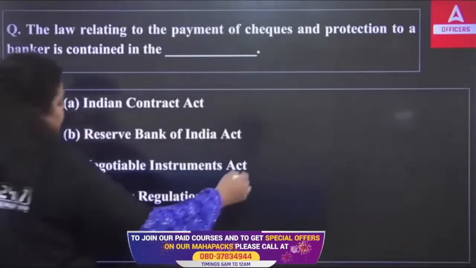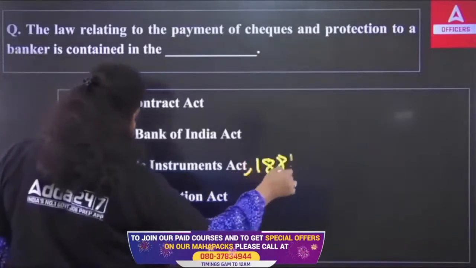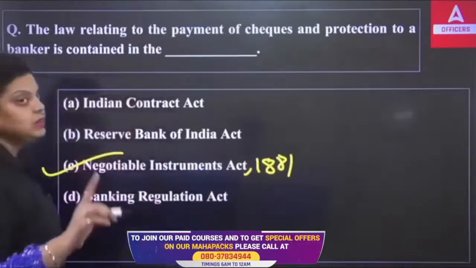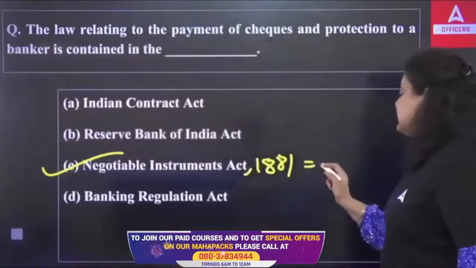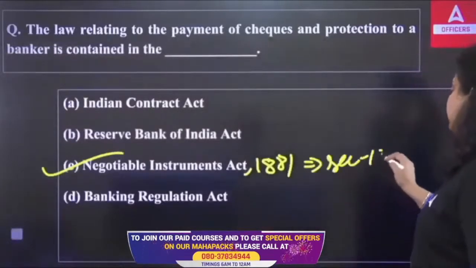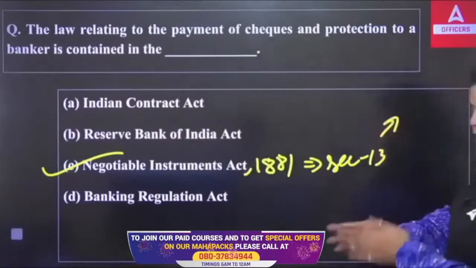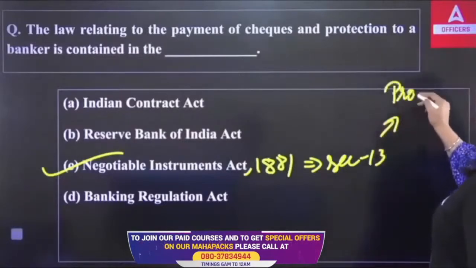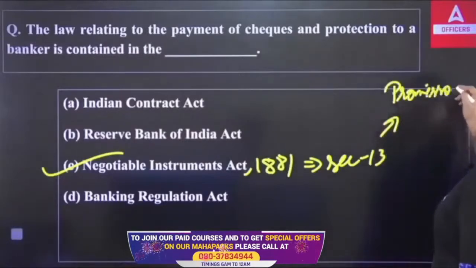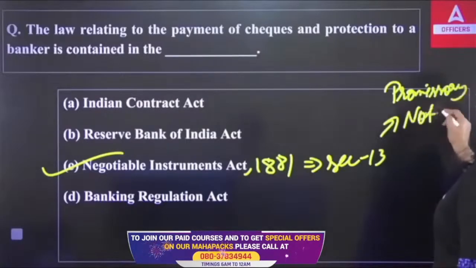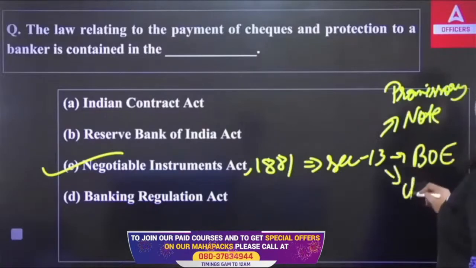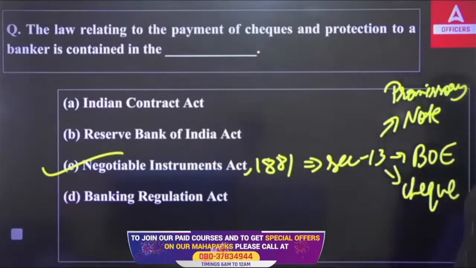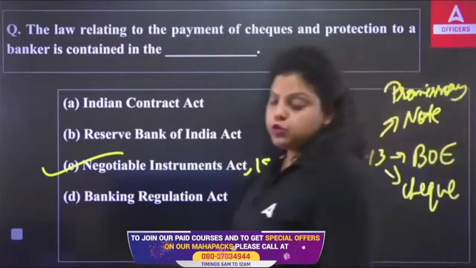The Negotiable Instruments Act was introduced in the year 1881, and Section 13 of the Negotiable Instruments Act 1881 says that we have three negotiable instruments. First, we have the promissory note. Second, we have the bill of exchange. And third, we have the check. These three types of negotiable instrument we have: promissory note, bill of exchange, and a check.